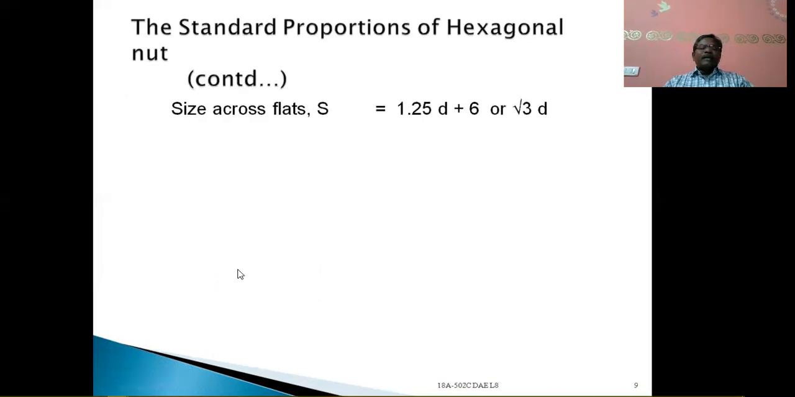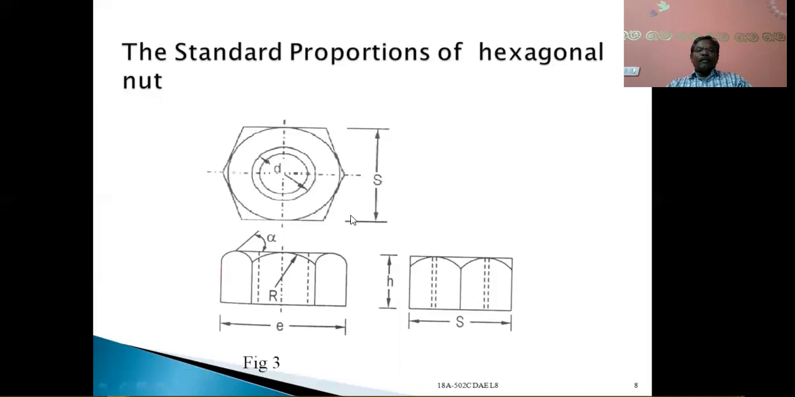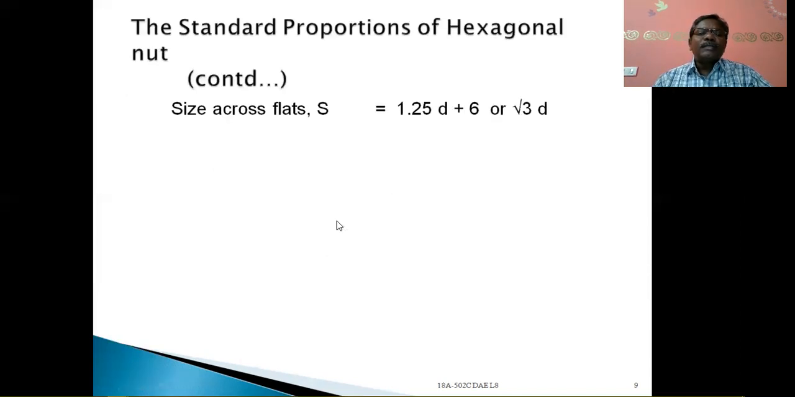So let us see size across flats. Size across flats means from here to here. This is one flat and this is another flat, and the distance between these, that means S, will be, you can see, 1.25D plus 6, where D is the nominal diameter of the bolt. This is generally what we have to use as per the standards, or sometimes we may also use under root of 3D. This is size across flats.